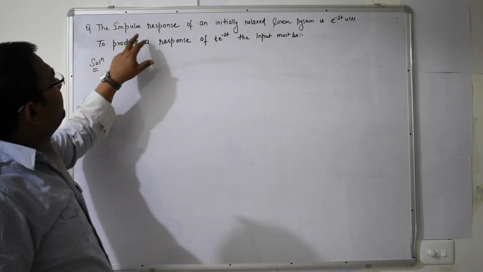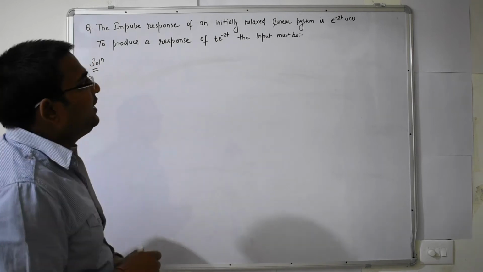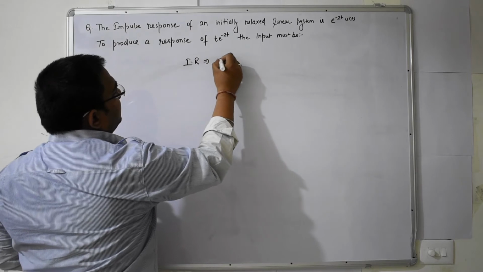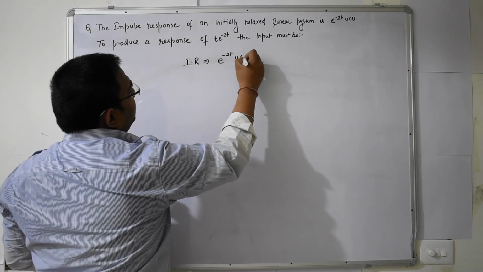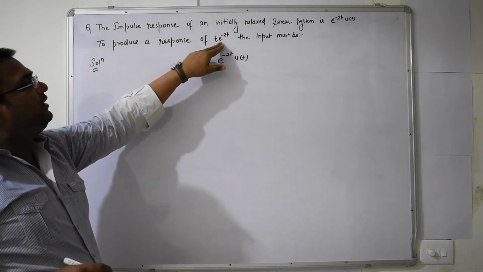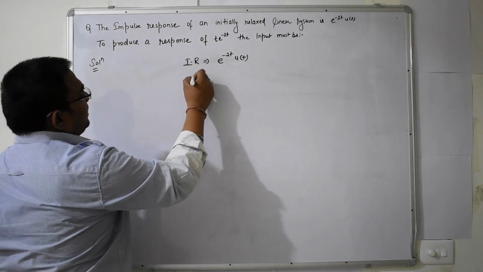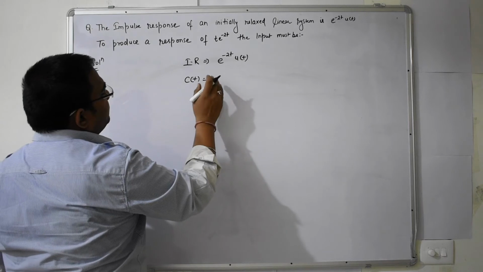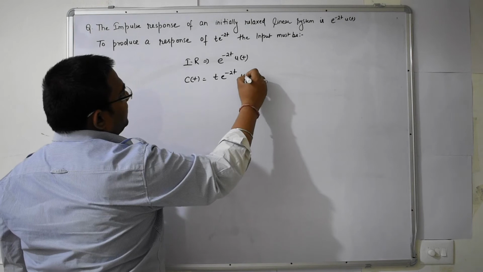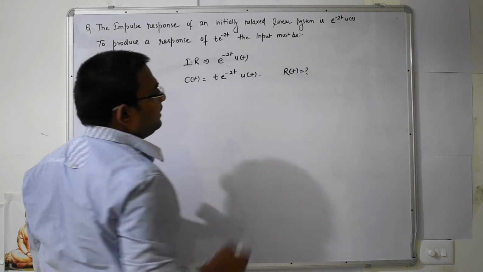See this question. The impulse response of an initially relaxed linear system is e to the power minus 2t into u(t). The impulse response is given, that is e to the power minus 2t into u(t). To produce a response of t e to the power minus 2t into u(t), the input must be what? They are asking the value of R(s).